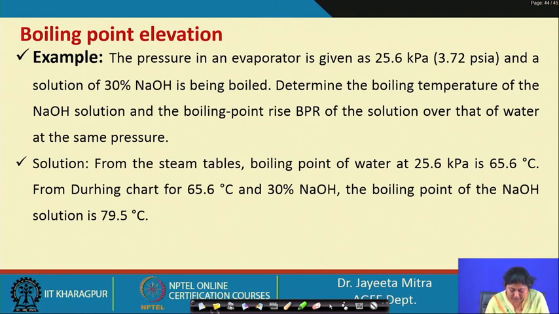From the steam table, 65.6 degrees Celsius is the saturation temperature or boiling point of pure water at this pressure. From the Duhring chart, for 65.6 degrees Celsius and 30% NaOH, the boiling point of the NaOH solution comes to around 79.5. Now, for those who are not familiar with the steam table, I have one here to show you.